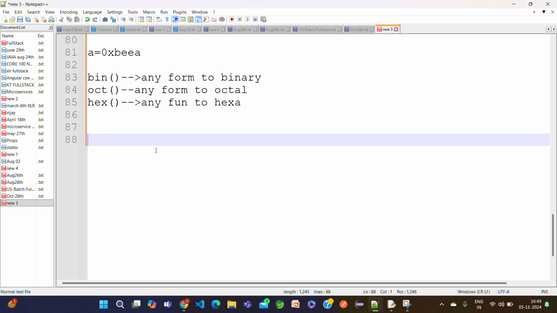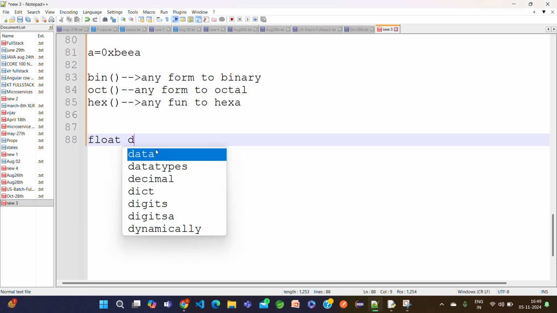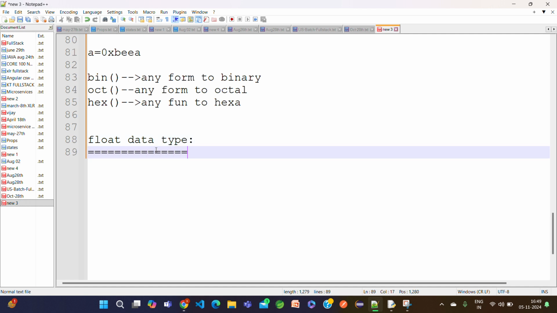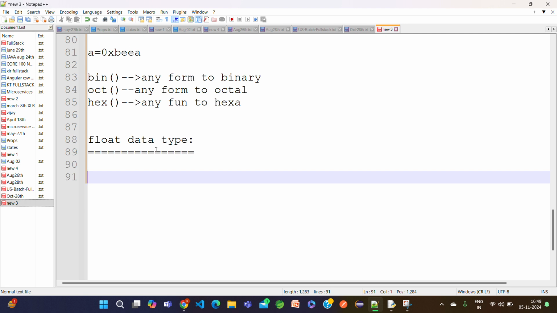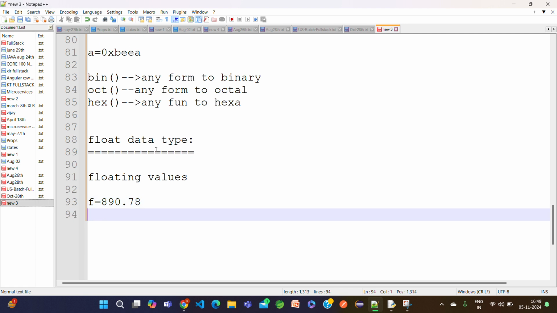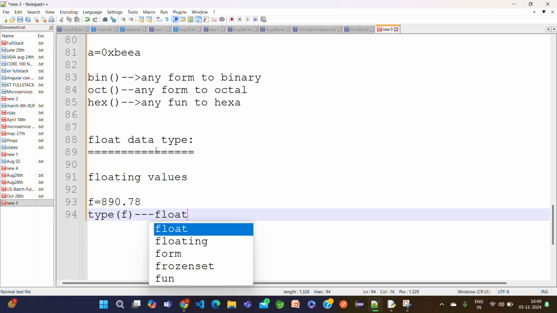We have one more data type, that is the float data type. The float data type is used to represent decimal values, or floating values. How can we represent it? For example, f = 890.78. Now if you want to print the type of f, what is the output? Simply we are going to get a float type.